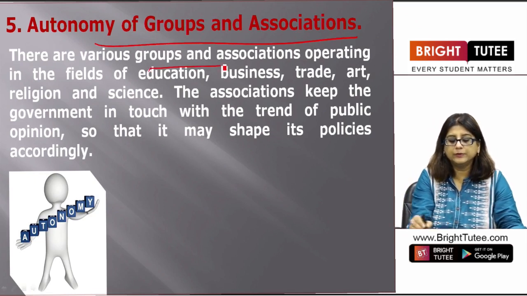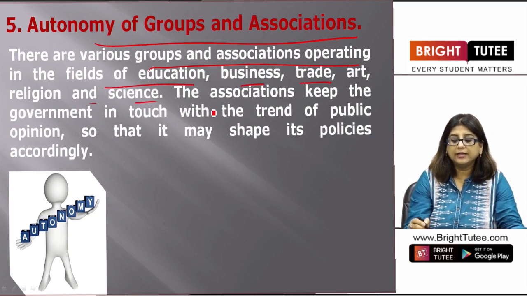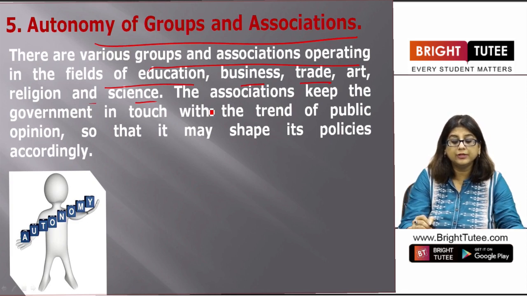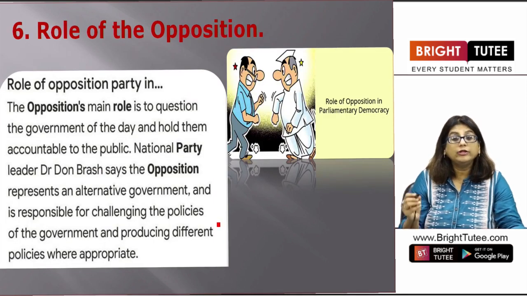Then autonomy of groups and associations. There are various groups and associations operating in the fields of education, business, trade, art, religion, science. And the associations keep the government in touch with the trend of public opinion so that it may shape its policies accordingly.